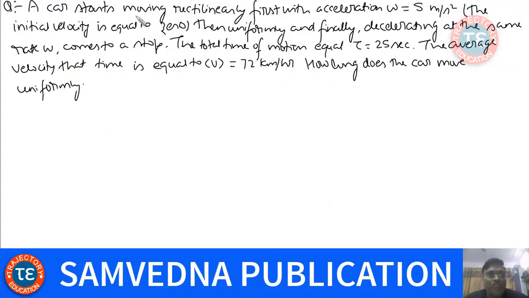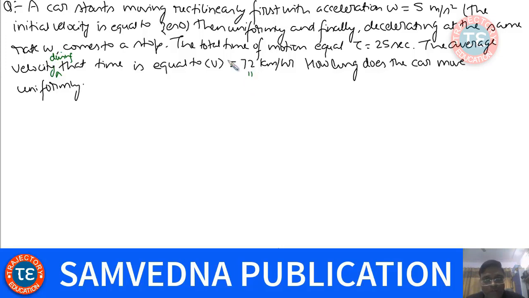So let's move to next question. Car starts moving rectilinearly, first with acceleration w, 5 meter per second square. The initial velocity is 0, and then uniformly, and then finally deaccelerating at the same rate w, and comes to stop. The total time of motion is tau. The average velocity during that time is equal to v. How long does the car move?